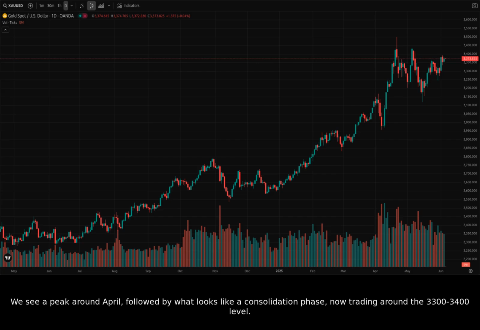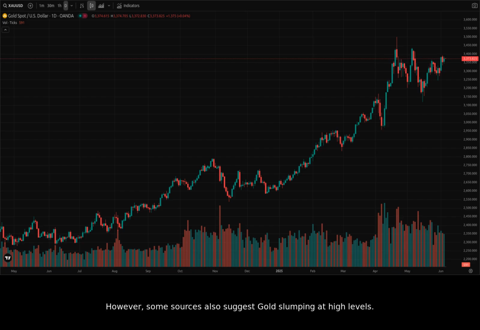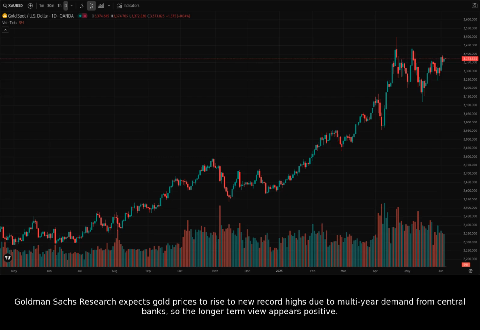3,400 level. FX Empire reported a bullish outlook improving as breakout confirms, and that the trend line triggered a rise above a lower swing high at $3,366, signaling further upside potential. However, some sources also suggest gold slumping at high levels. Goldman Sachs research expects gold prices to rise to new record highs due to multi-year demand from central banks, so the longer-term view appears positive.